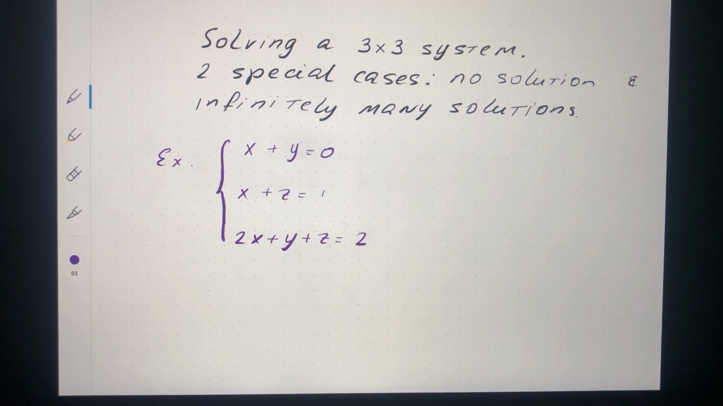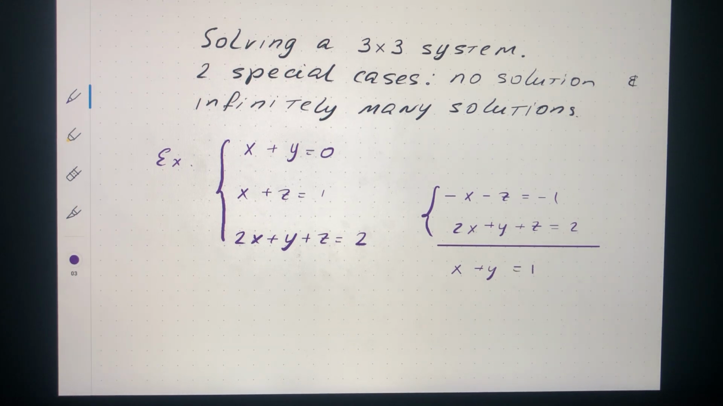So if we multiply by -1, we get negative x minus z is -1, and the bottom equation is 2x plus y plus z is 2. And if we add these together, we have x plus y, and then negative z and z cancels off. -1 and 2 makes 1. Now we have two equations, two unknowns, and we can solve them.